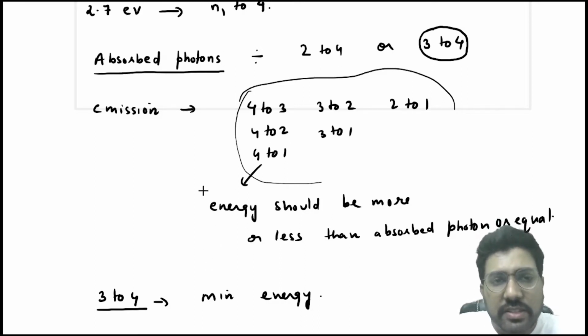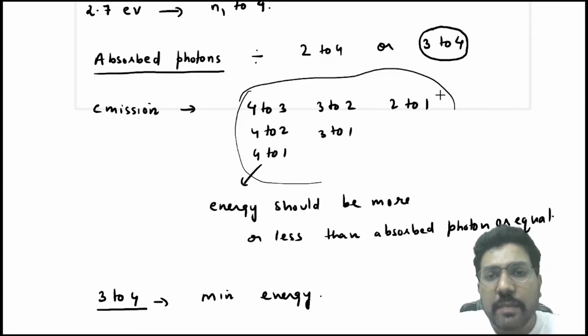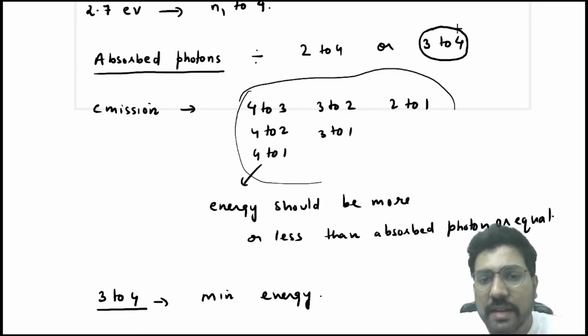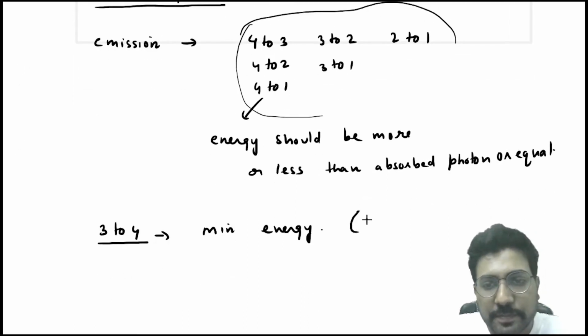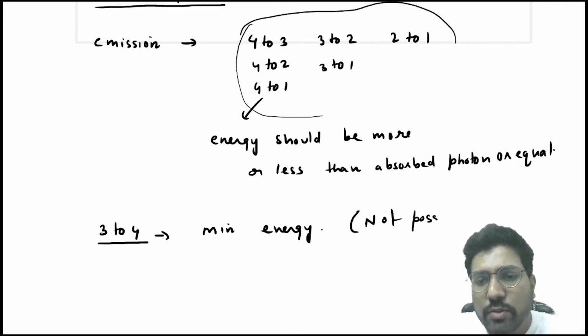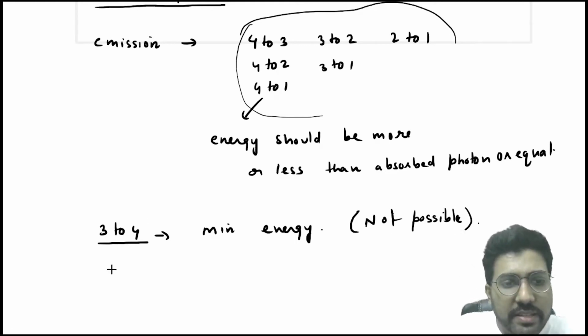So if by absorbing 2.7 electron volt the transition was from 3 to 4, in that case here in the emission spectrum there will be no energy which is less than this, right? Because this is the minimum. So this is not possible, because it is clearly mentioned that there should be energy which is more, less and equal, all. So that means the transition has to be from 2 to 4.